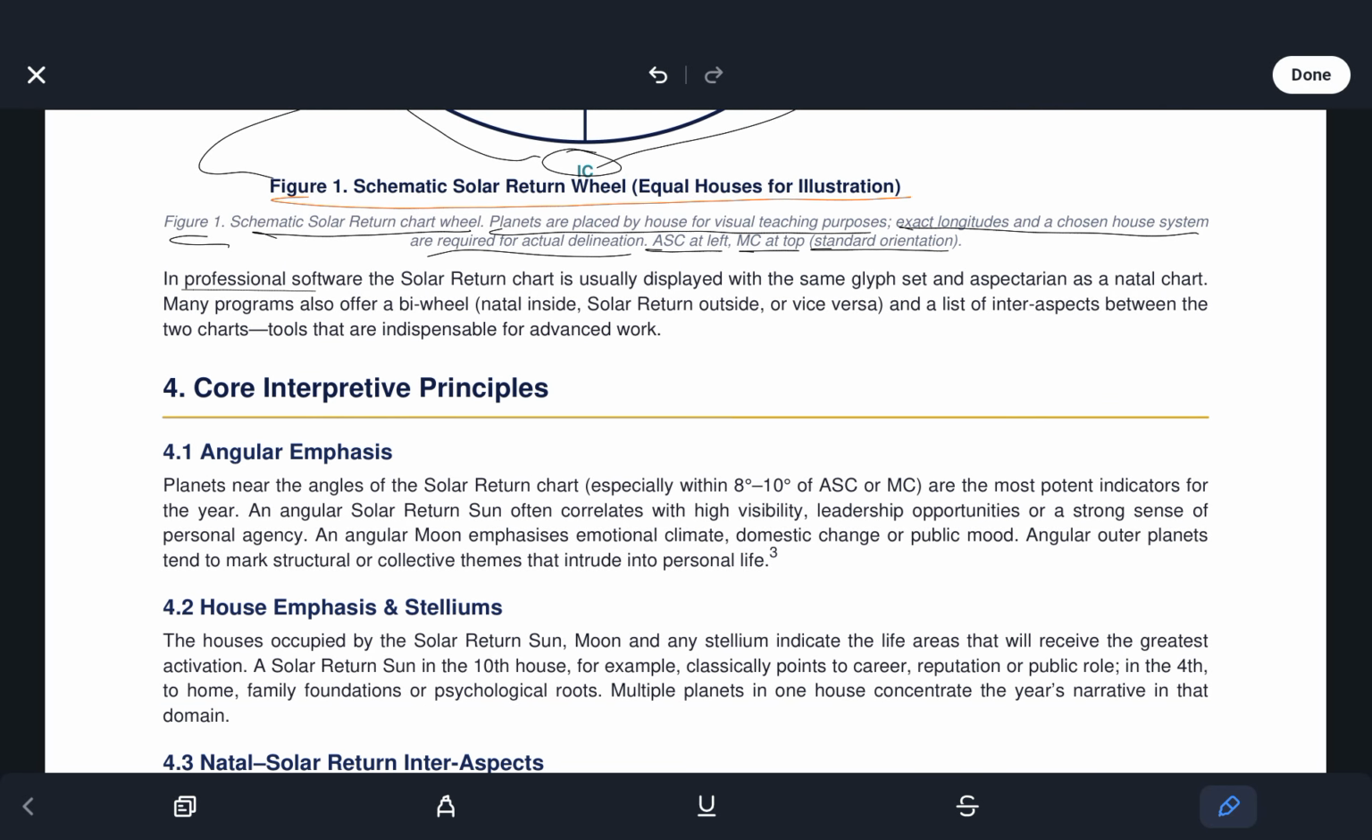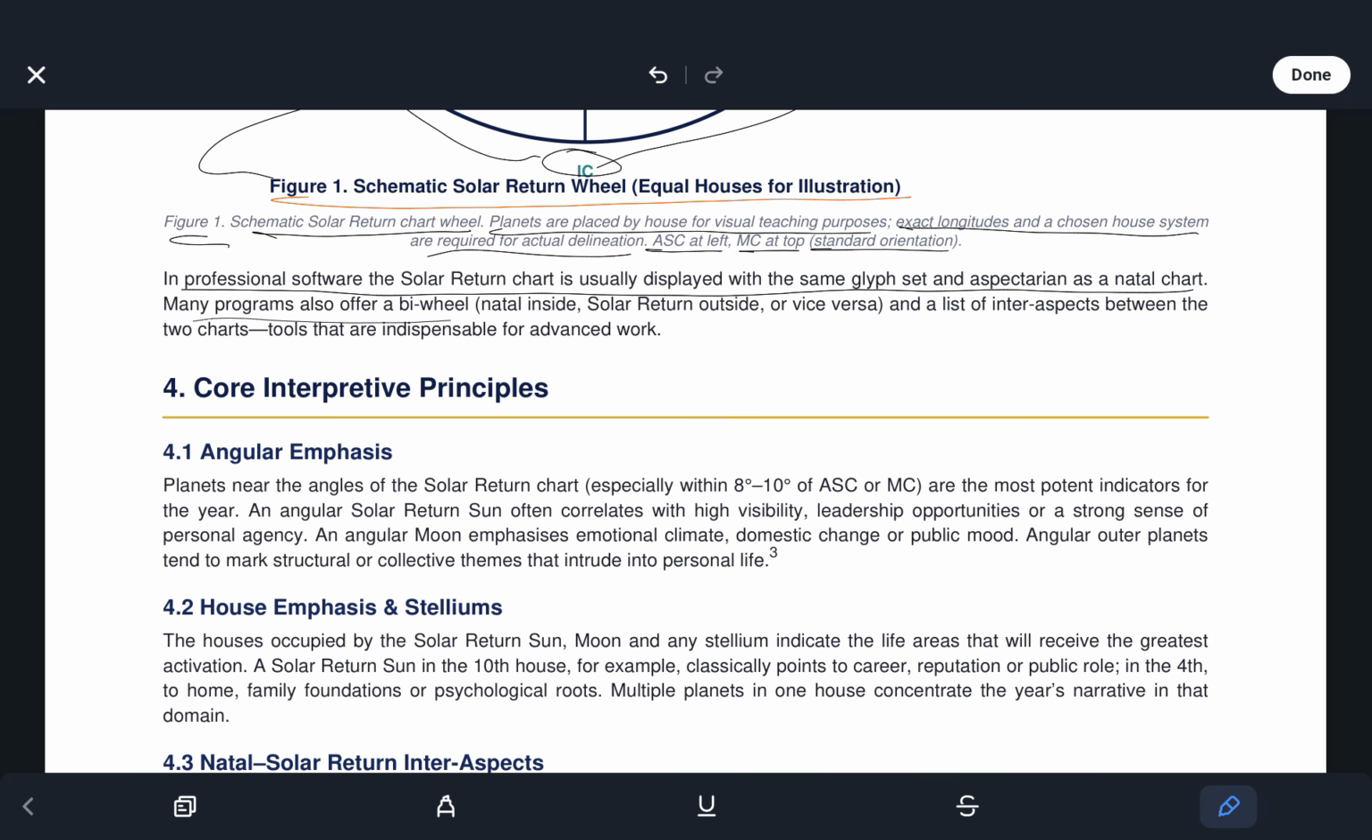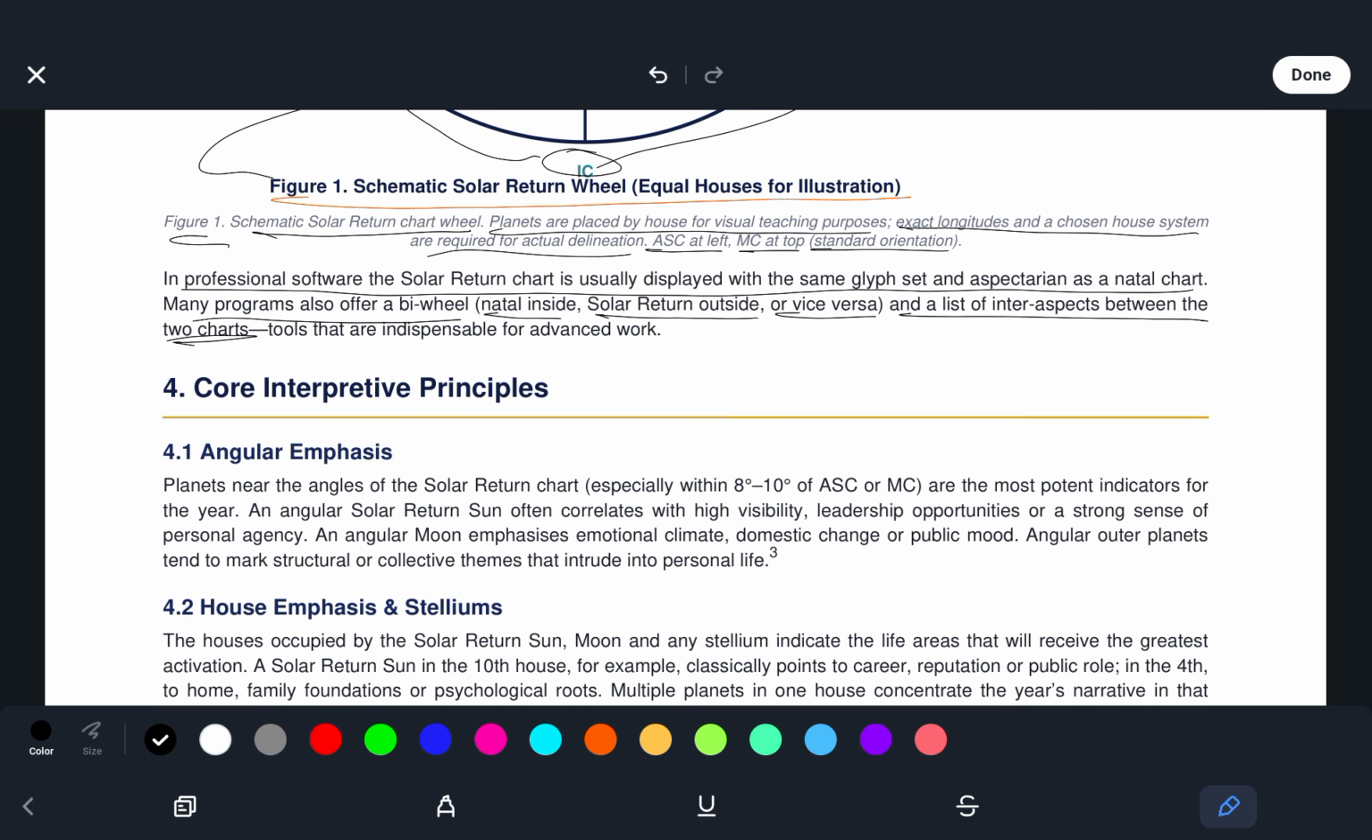So in professional software, the solar return chart is usually displayed with the same glyph set and aspectarian as a natal chart. Many programs also offer a bi-wheel, natal inside, solar return outside, or vice versa, and a list of interaspects between the two charts, tools that are indispensable for advanced work.